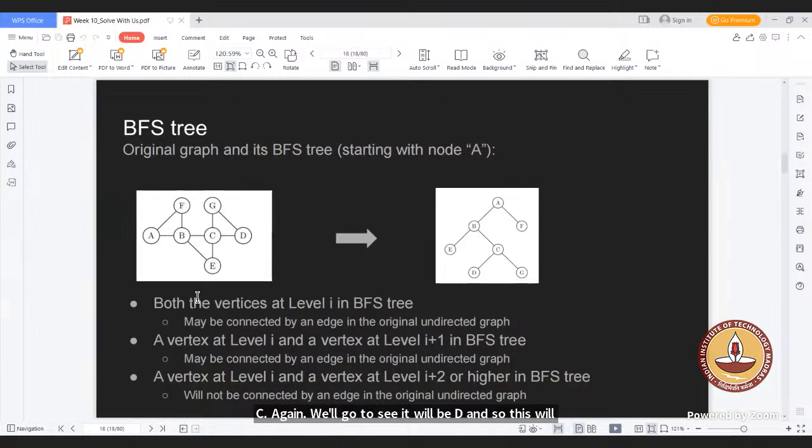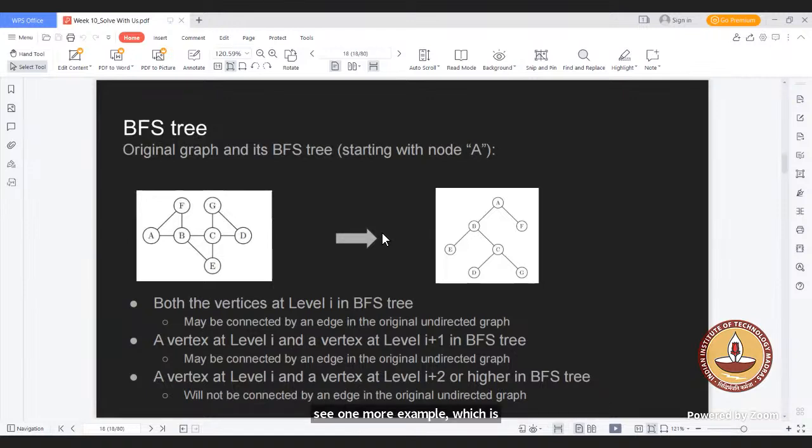Both the vertices at level i in the BFS tree may be connected by an edge in the original undirected graph. See what they are saying. Suppose this is level 0, level 1, level 2, and level 3. If two vertices are at the same level, they may be connected by an edge in the original graph also. C and E are in the same level, so they may be connected in the original graph. In this case, it is connected here. It is not always true, but they can be connected. We can see one more example, which is D and F, which is also connected.